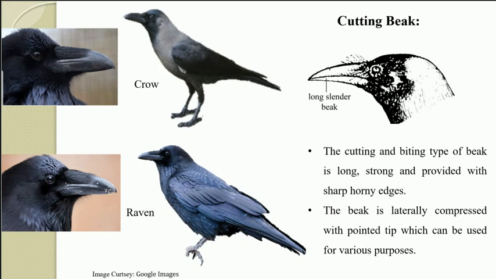Then the second beak is known as the cutting beak. Now the cutting and biting type of beak is comparatively longer than that of the seed eating beak.